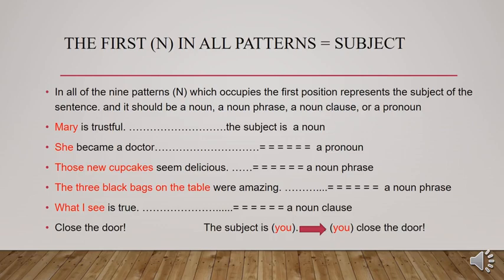In the first sentence, Mary is trustful. Is is the main verb. Before is, we have Mary. Mary is the subject of this sentence, and it comes in the form of a noun, a proper noun. So the N before the verb is a noun. She became a doctor. Became is the main verb. It is preceded by she. The subject is she, and it is a pronoun. So the N here is a pronoun.